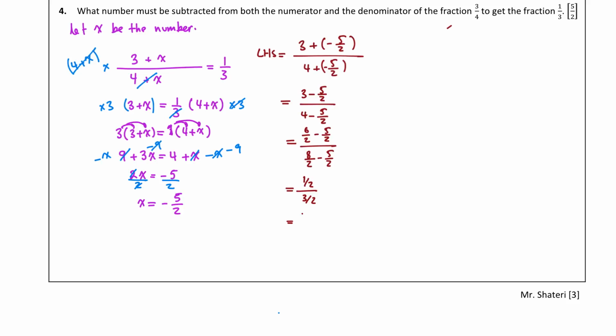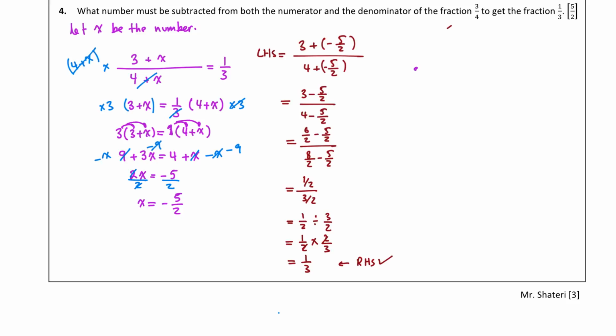So this is the same as 1 over 2 divided by 3 over 2, which is the same as 1 over 2. Change the division to a multiplication and take the reciprocal of the fraction on the right hand side, and then I will have the 2's canceling out and I'm left with 1 over 3, which is also equal to the right hand side, which means that my answer is actually correct.